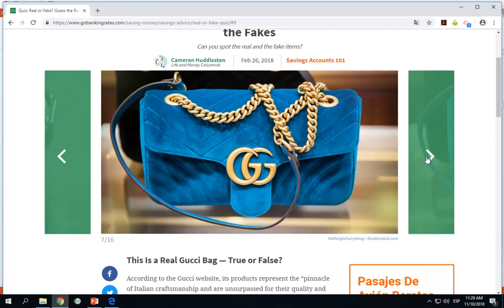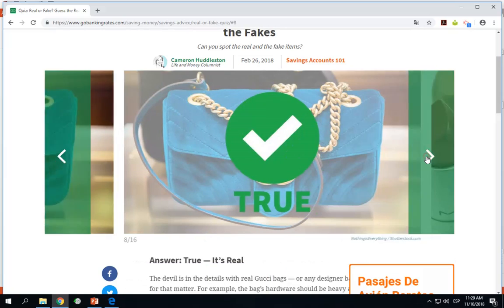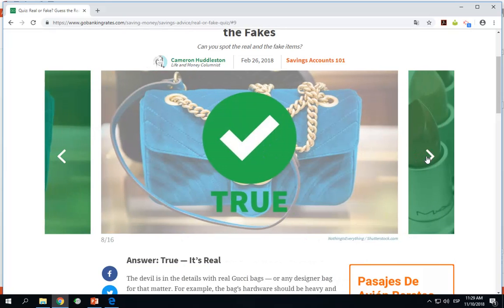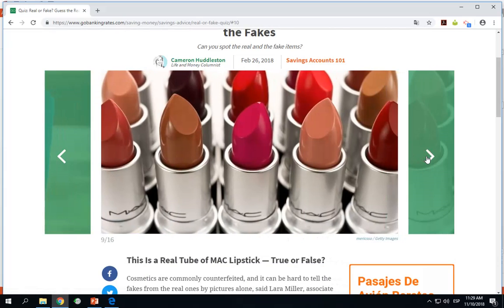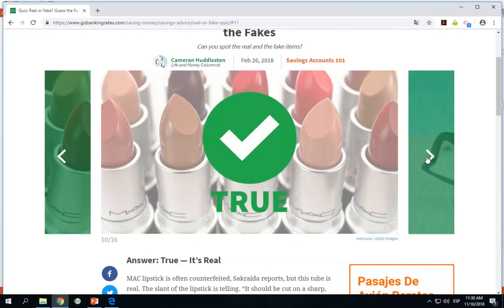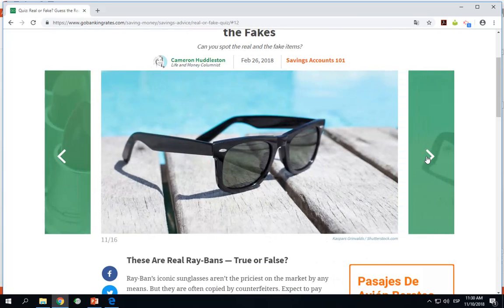Is this a real Gucci bag? What do you think? 3, 2, 1. Yes, this is a real Gucci bag and will probably cost a lot of money. Is this the real MAC lipstick? What do you think? 3, 2, 1, go. True, this is the real MAC lipstick. Is this a real Ray-Ban?